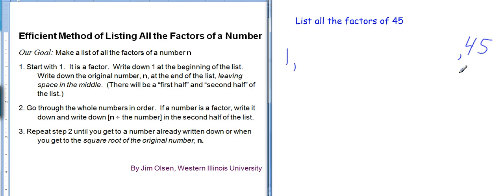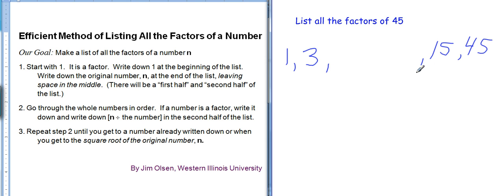evenly into itself. Step 2 is to go through the whole numbers in order. I've already done 1. Now I'm going to go to 2. 2 does not divide into 45. Then I'm going to go to 3. 45 divided by 3 does come out even, so we write down 3. And we also need to write down n divided by 3 at the end of the list, or in the second half, that is. So I'm going to write down 45 divided by 3, which is 15. I have a first part of the list and a second part of the list.